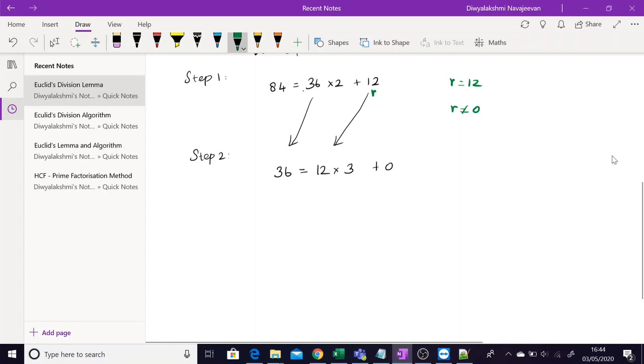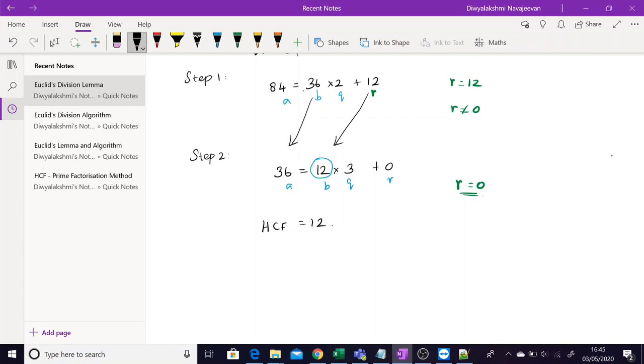So the 36 comes here. So b becomes a, r becomes b for step 2. There it is. Now in step 2 we have got r equals 0. That means we can stop the process, and whatever is the value of b in that particular step when r becomes 0, that is the answer we are looking for, the HCF. So the HCF of 84 and 36 is 12.